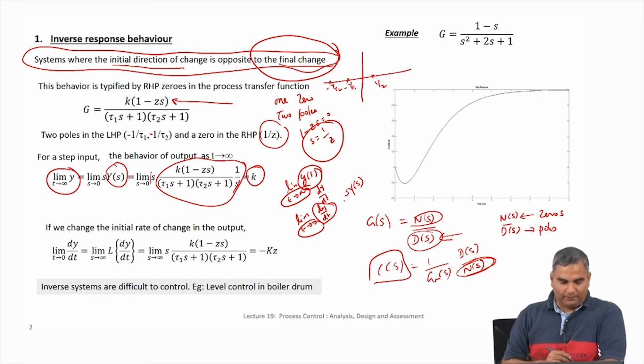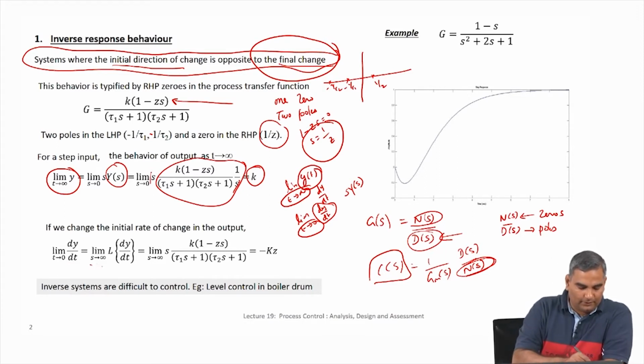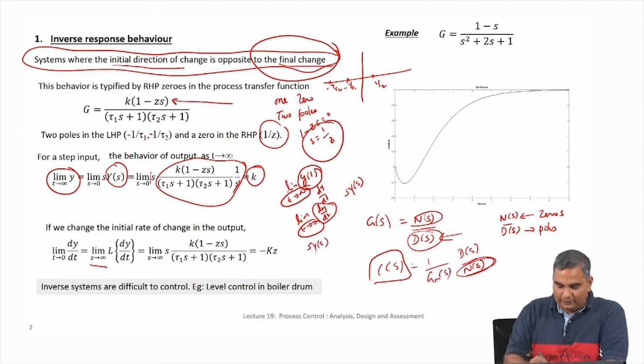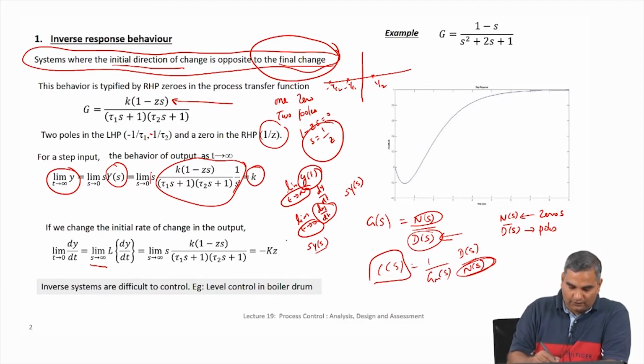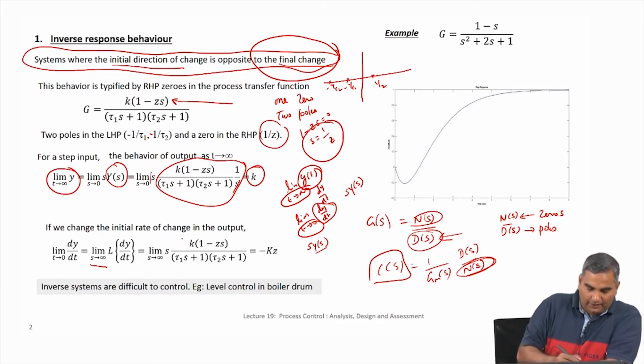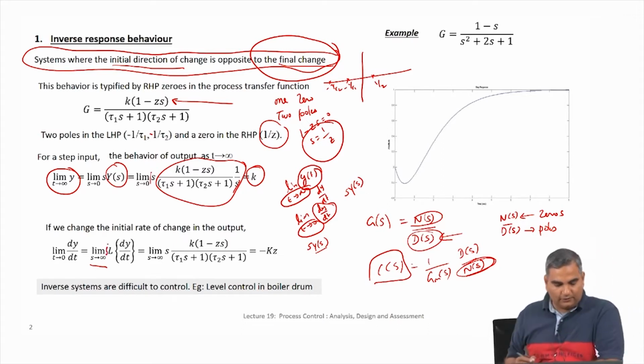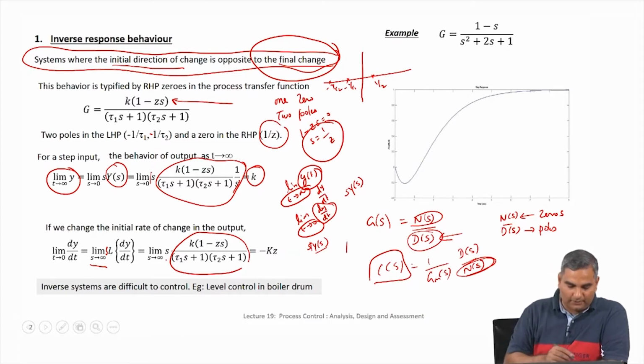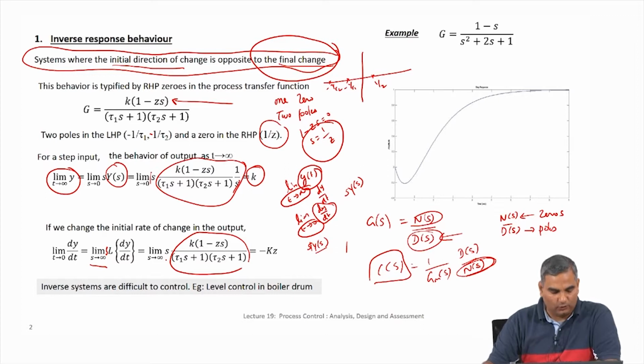So, what is going to happen is when I want to get this limit as t tends to 0 of dy by dt, that is going to be the limit as s tends to infinity of Laplace of dy by dt, and Laplace of dy by dt is s y of s, and this y of s is g of s times 1 over s because this is a step input. So, this s y of s, this s comes for the dy by dt and 1 over s comes for the step response. So, that and that will get cancelled. So, I will be left with the 1 s which is outside here.